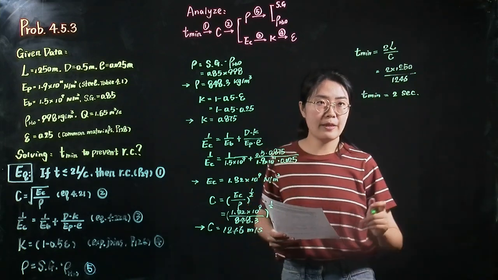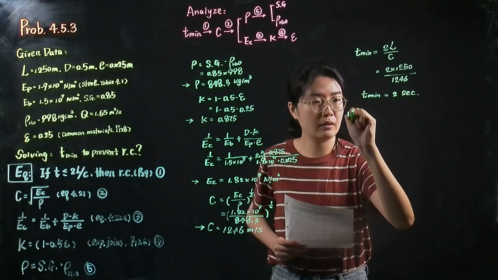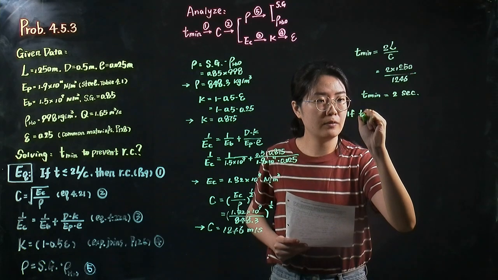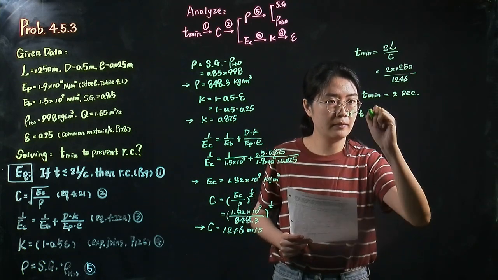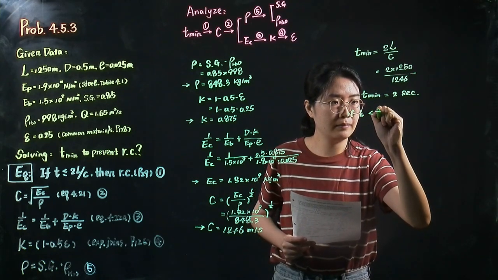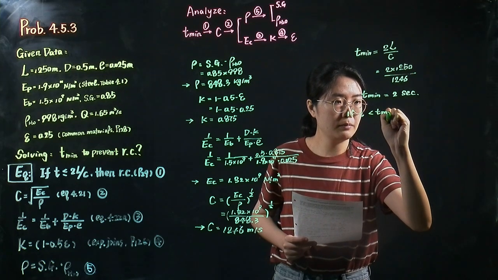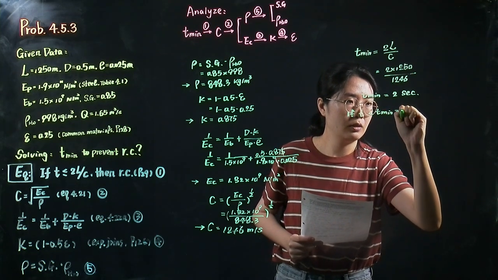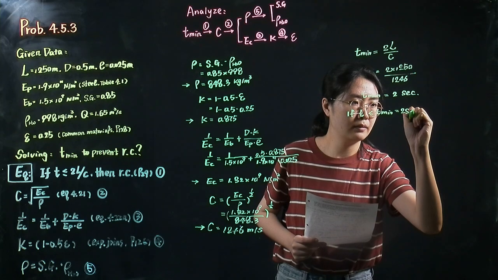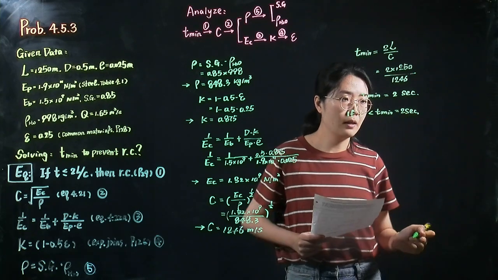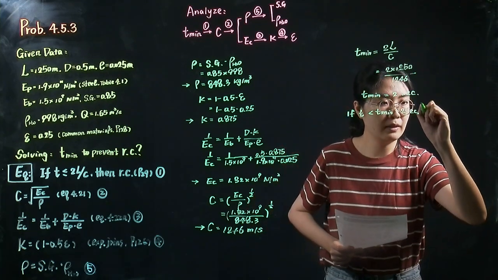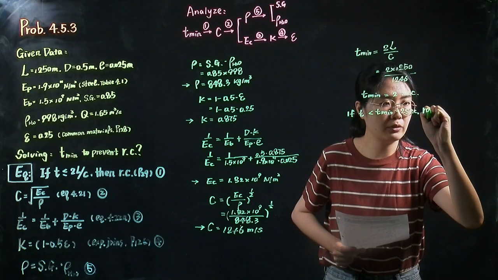So this means that if the closure time is less than the minimum time, which is 2 seconds, it is a rapid closure.